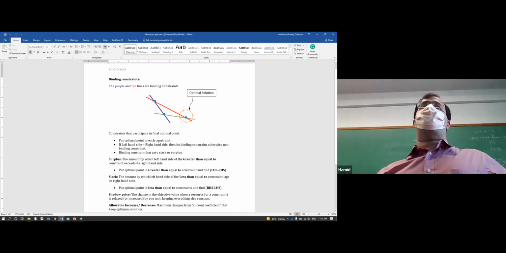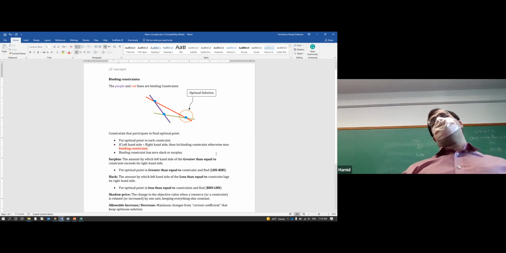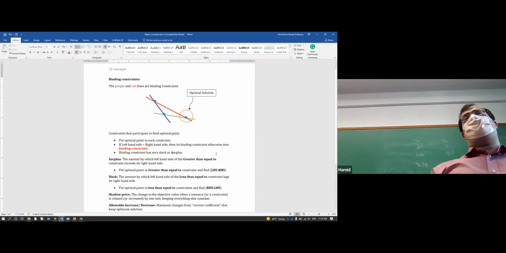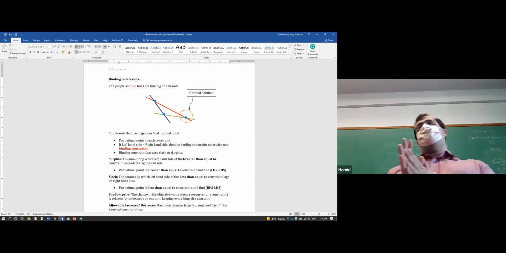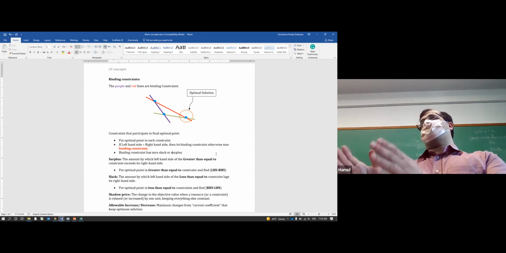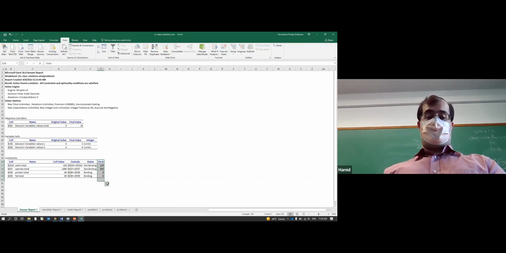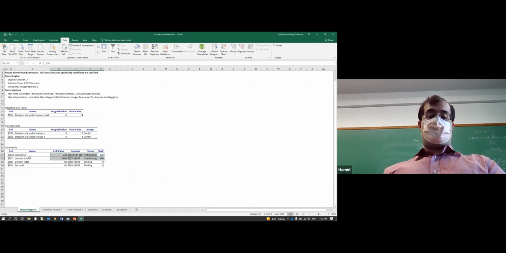So what we call them, we call them binding constraints. I just made them red and bold. In a binding constraint, you have the optimal solution and right and left side are exactly the same, and the slack or surplus is zero. In Excel, we don't have any surplus. Everything they call slack. But later when we look at LINGO, I will show you the difference between slack and surplus. But anyway, if you look at here, for the two binding constraints, it's zero. For non-binding, it's not zero.